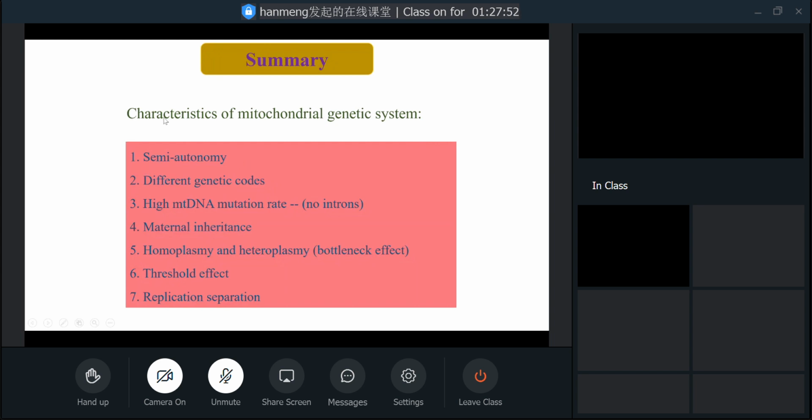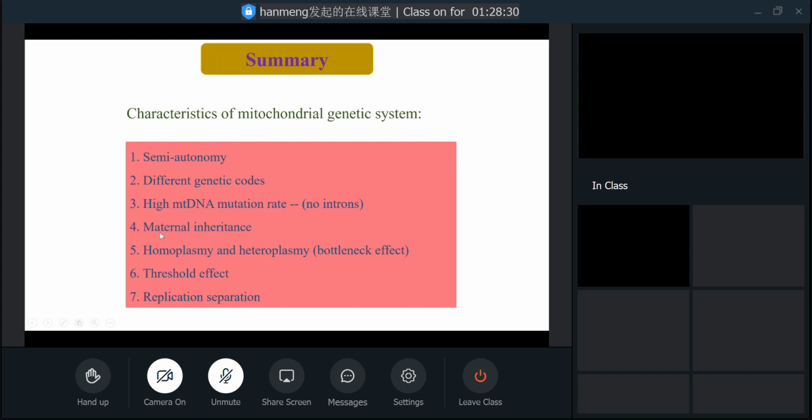One is semi-autonomy. Why it is semi-autonomous, you should know. And it has different genetic codes. Most of its genetic code is the same as the nuclear one, but it has some of its own genetic code. Three is a high mitochondrial DNA mutation rate. Here you should know why the mitochondrial mutation rate is higher than the nuclear DNA mutation rate.